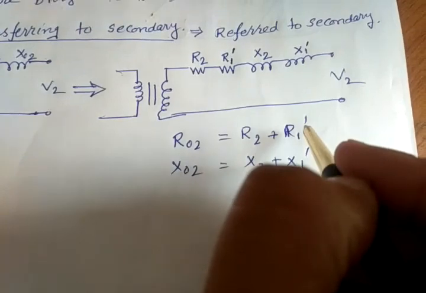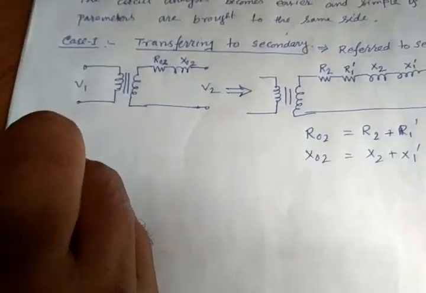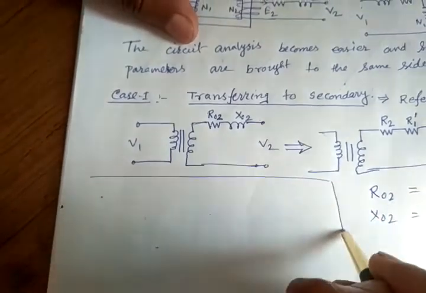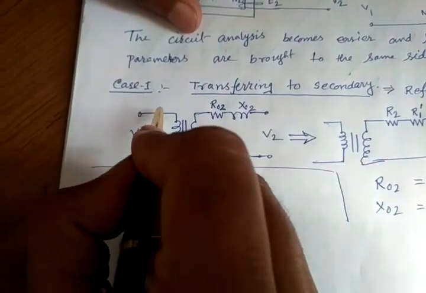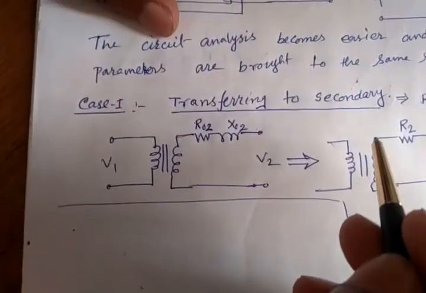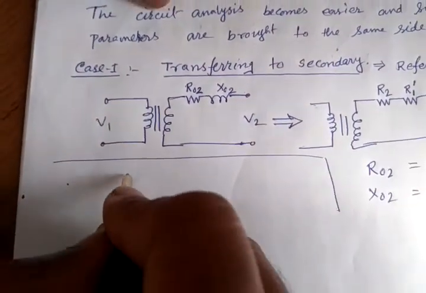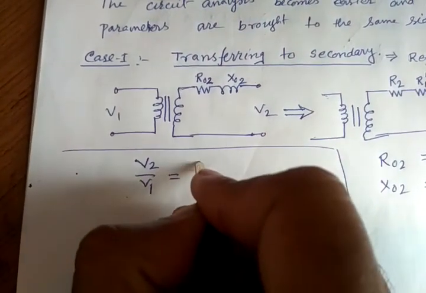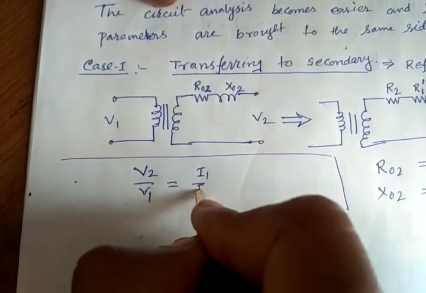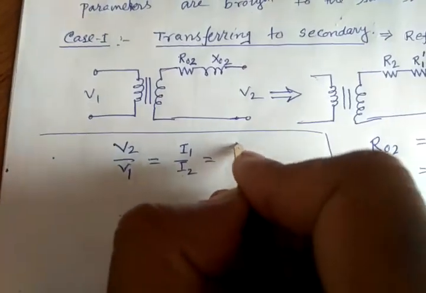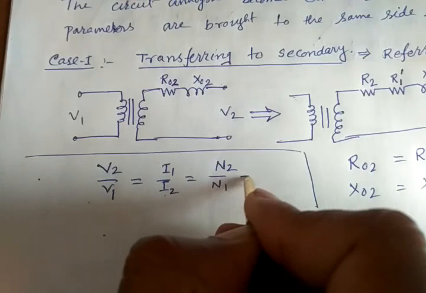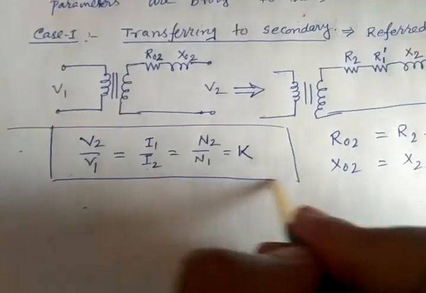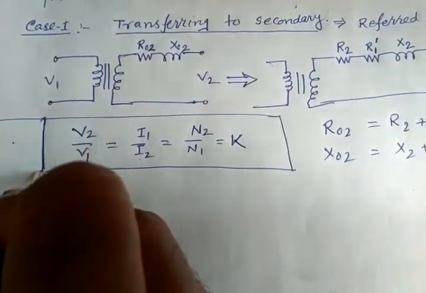So to calculate R1 dash, how do we get R1 dash? We are transferring the primary side resistance R1 to the secondary. Before that, we already know that V2 by V1 is equal to I1 by I2, which is equal to N2 by N1, and we call it K, that is the turn ratio. We already know that, but we need this one, so I am repeating it.